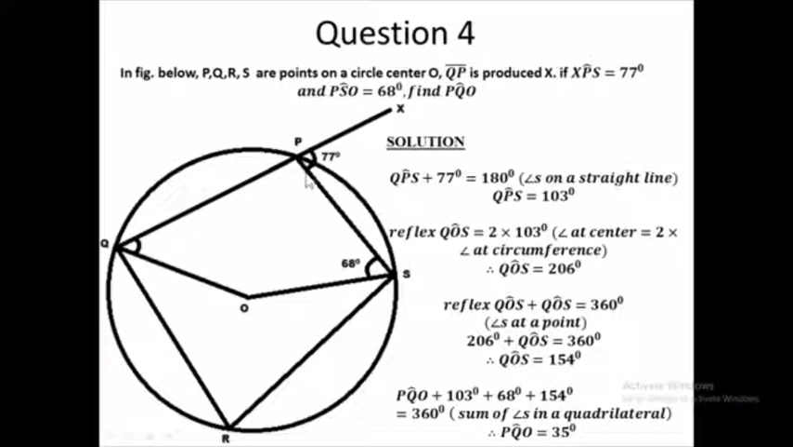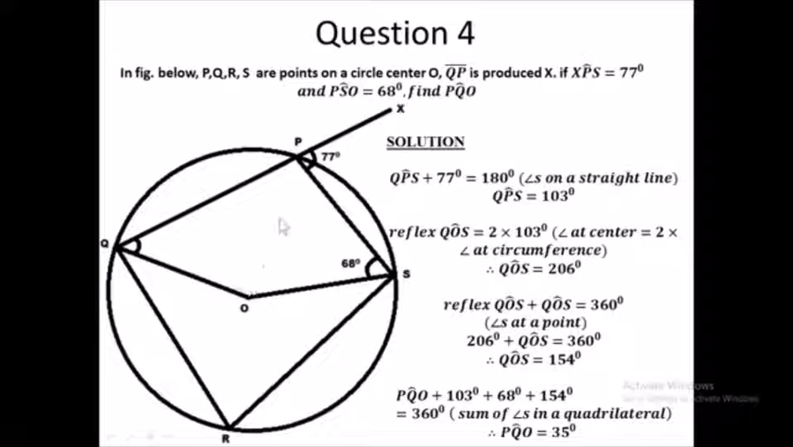So if this one is 103, that means this one will be twice of it. This angle QOS reflex, the other one down, is going to be 2 times this angle, and that gives us 206 degrees. Then the addition of the two angles is going to give us 360 using angles at a point. So 360 minus 206 will give us 154. This angle here is 154.